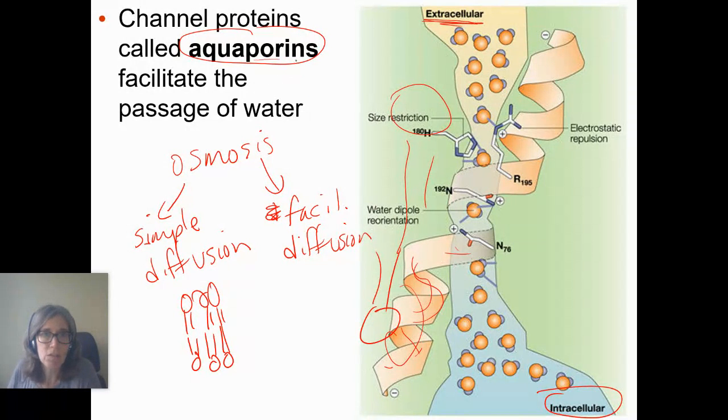So an aquaporin is a protein that allows the passage of water through the cell membrane at a faster rate. And so it's going to be sort of a narrow thing that only lets the size of a water molecule through. And this would have a positive charge right here in this R group that's attracted to the negative part of water and just helps it to move through.